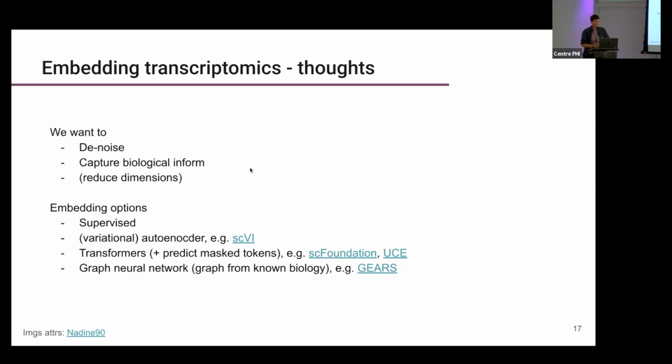So we want our embedding to denoise the data. We want it to capture biological information. We may also wish for nice things like not picking up on batch effects. There'll be a slide on that later, but practically in the embedding stage, I'm more concerned about the capture. And finally, it's often, not always, convenient to reduce the dimensions of the data to not have a whole bunch of features that are correlated with each other.